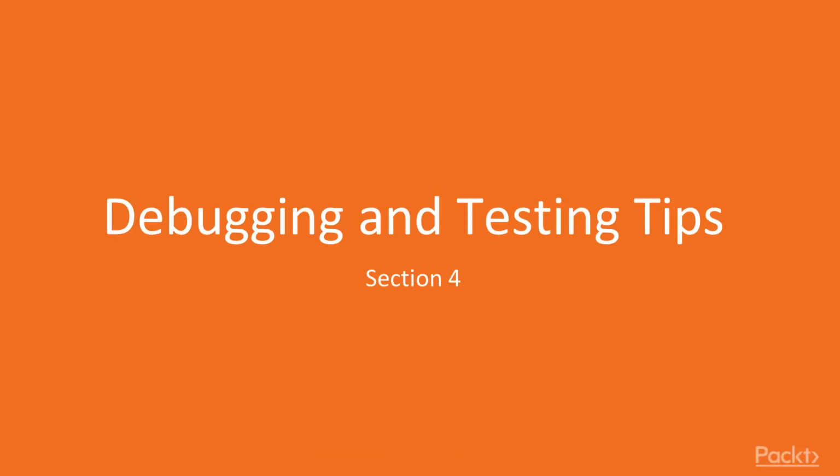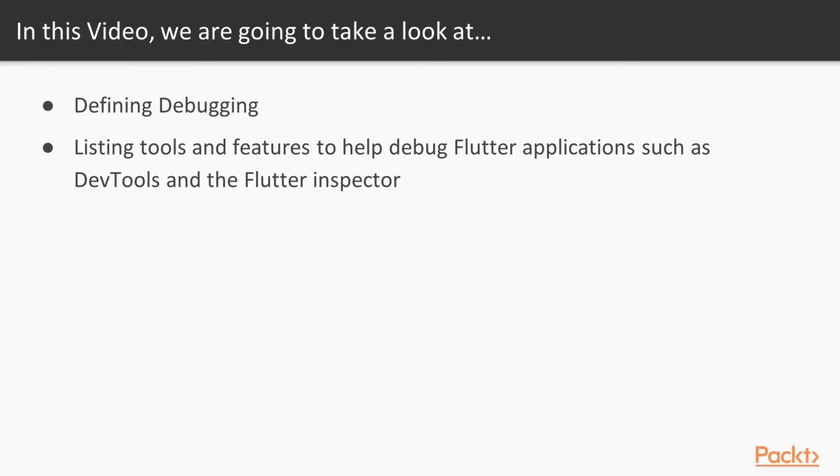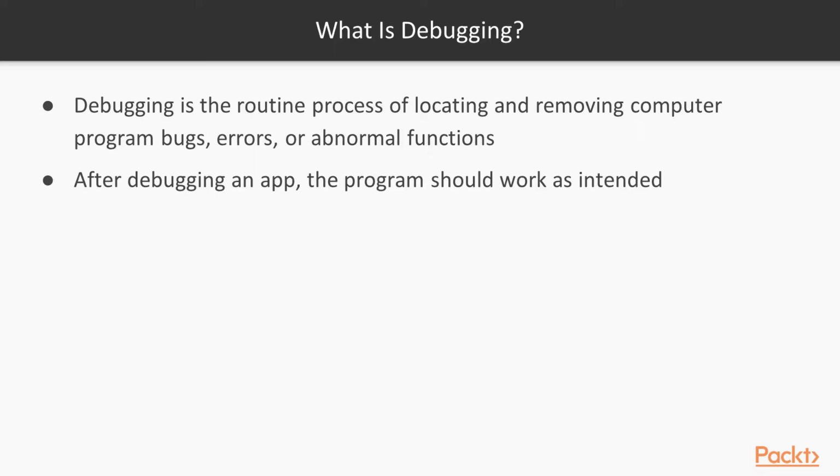Debugging and testing tips. How to debug mobile apps. In this video, we're going to define debugging, list tools and features to help debug Flutter applications such as DevTools and the Flutter inspector. Debugging is the routine process of locating and removing computer program bugs, errors, or abnormal functions. After debugging an app, the program should work as intended.